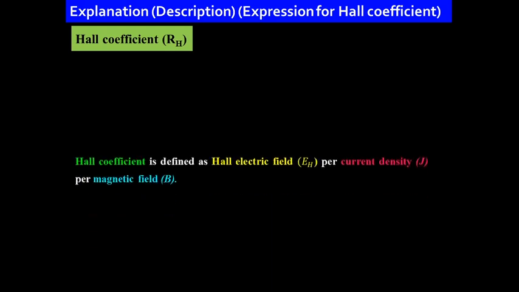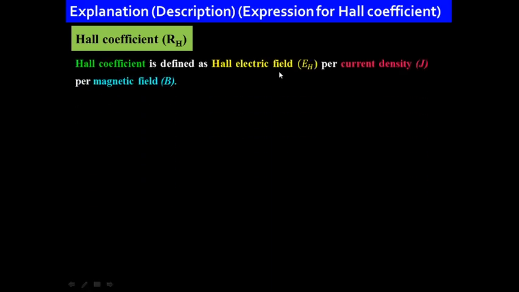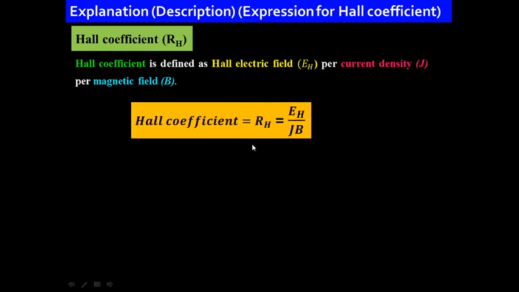Now we will derive the Hall coefficient. First of all, we will see the definition of the Hall coefficient, then we will derive its expression. Simply, the Hall coefficient is defined as the Hall electric field per current density per magnetic field. The symbol for the Hall coefficient is RH, equal to EH divided by J into B, where J is the current density, B is the magnetic field, and EH is the Hall electric field. So this is the simple formula for the Hall coefficient. Now we will derive it.